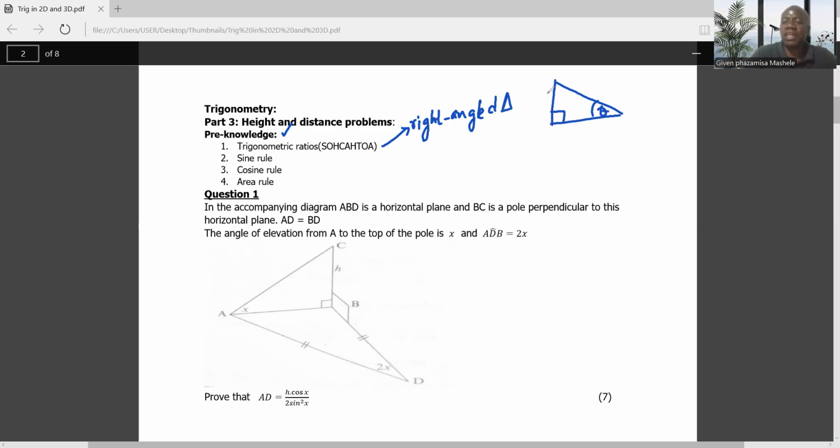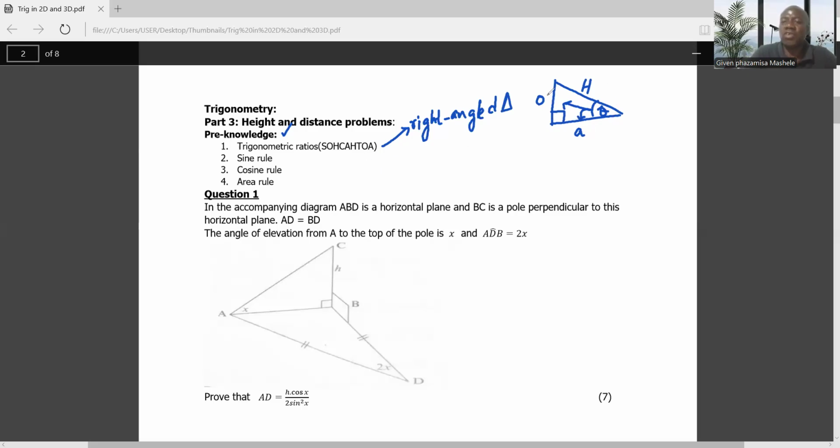So we know that in a right angled triangle, there's one side that is always the longest, which is the hypotenuse. If you are considering theta, it means this side will be the opposite and this side will be the adjacent. By using SOH CAH TOA, we know that sine is opposite over hypotenuse, cos is adjacent over hypotenuse, and tan is opposite over adjacent.